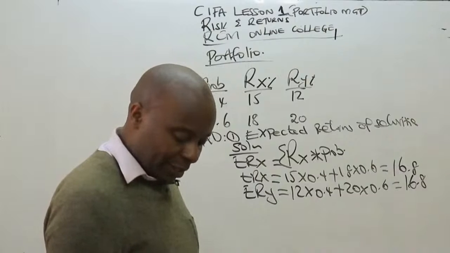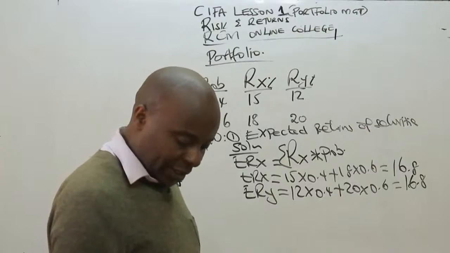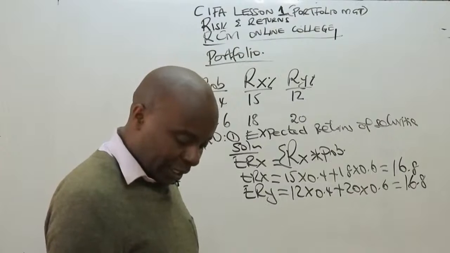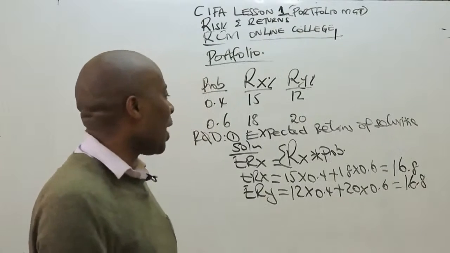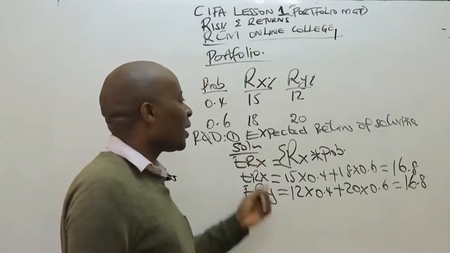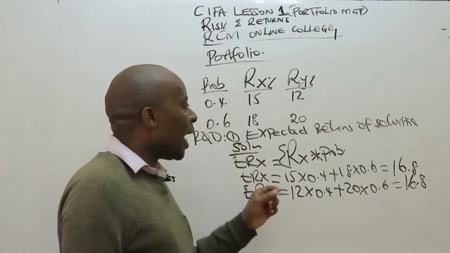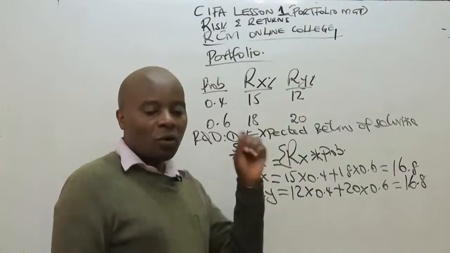15 times 0.4 plus 18 times 0.6, which at the end of the day will give us 16.8. Great. So having gotten these expected returns, the next thing that I would want you to do is to give us the standard deviations of the securities.